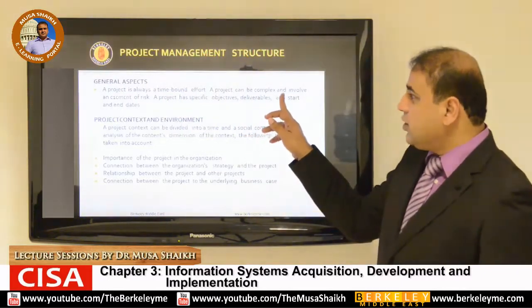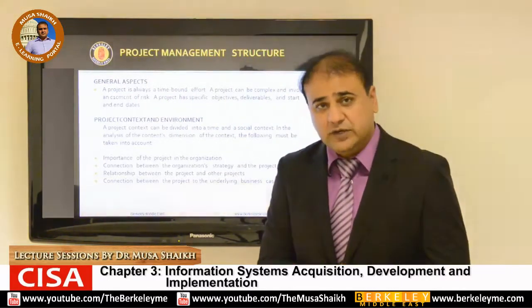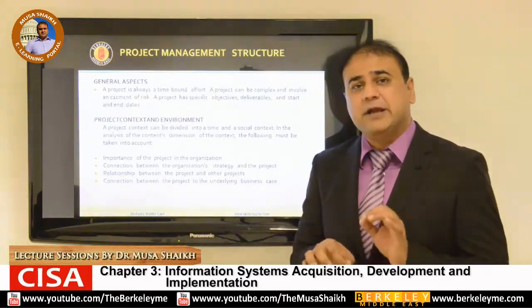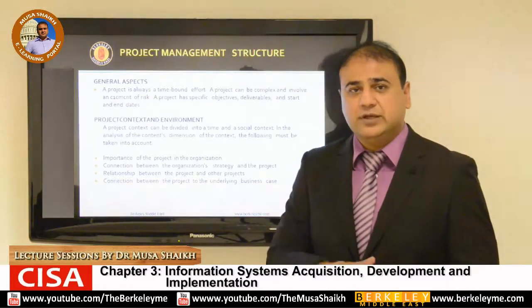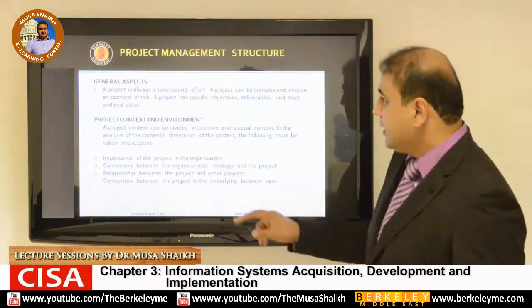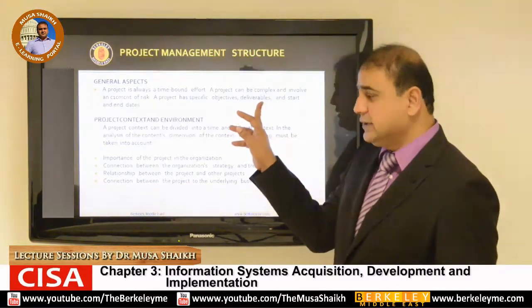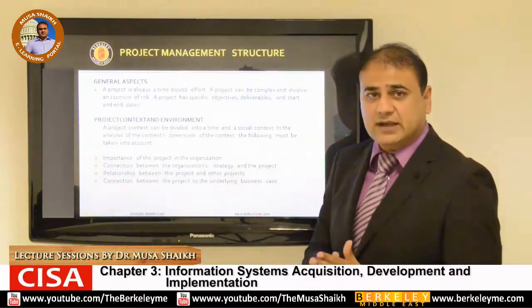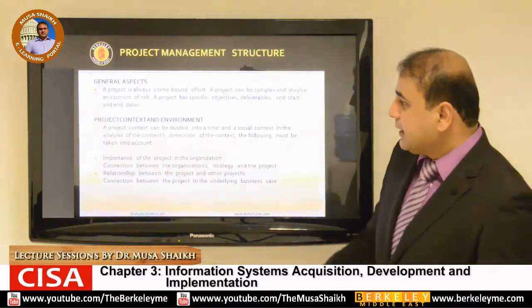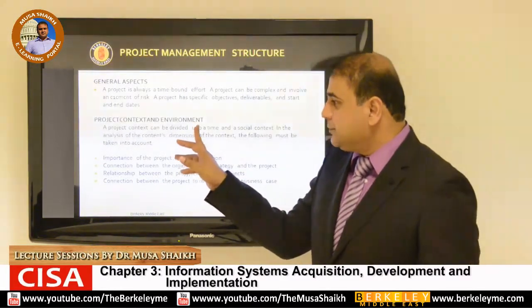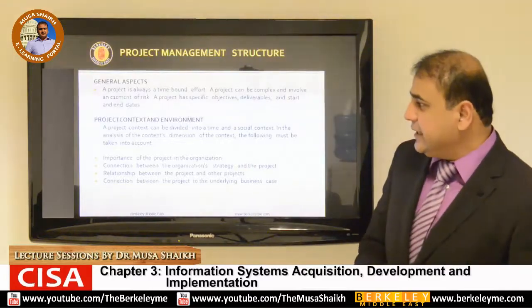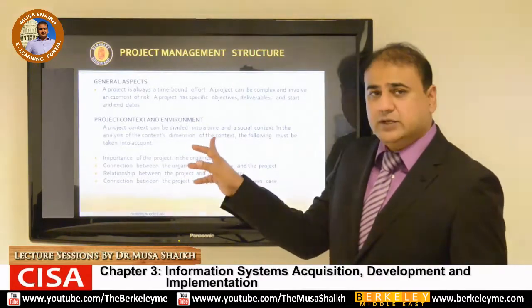A project can be complex and it involves a lot of risk. So we have to embed risk management while doing our project management. A project should have specific objectives and deliverables, it should have a starting date and it should have an ending date. Now, when we talk about project context and environment, it can be divided into two parts.